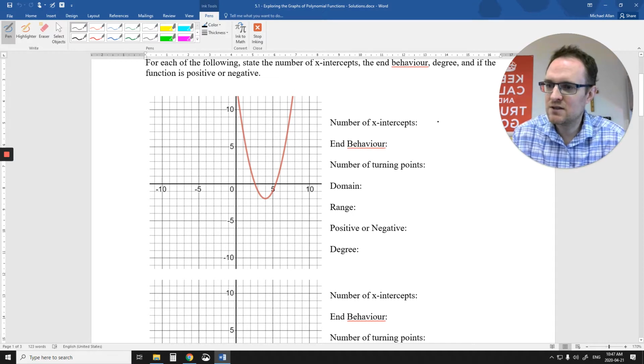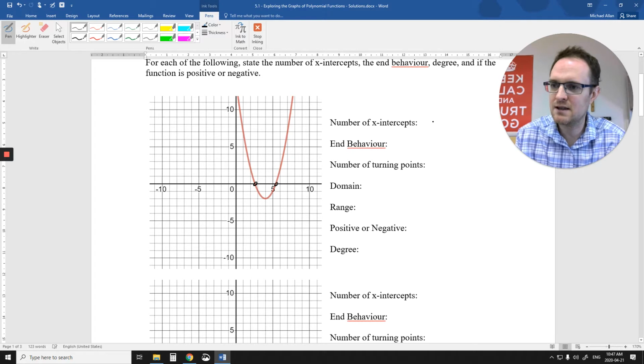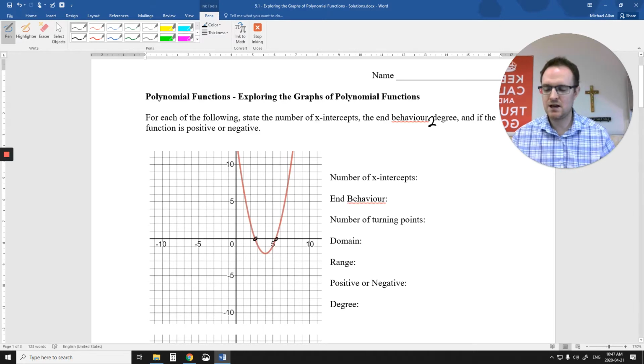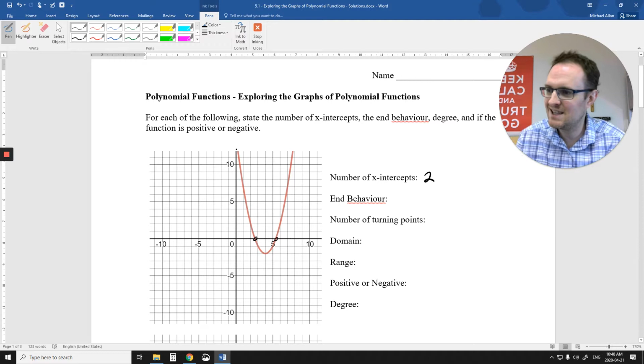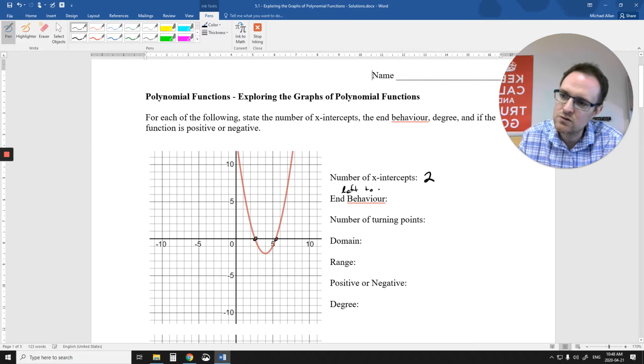So the number of x-intercepts, you just read that right off the graph. You can see it crosses twice on the x-axis. I'm just going to put a 2 right there and assume that this thing's not going to jump all over the place. My end behaviors. Now, this one's a bit trickier because you can't really see where the left starts. Remember, you always read from left to right. Left to right.